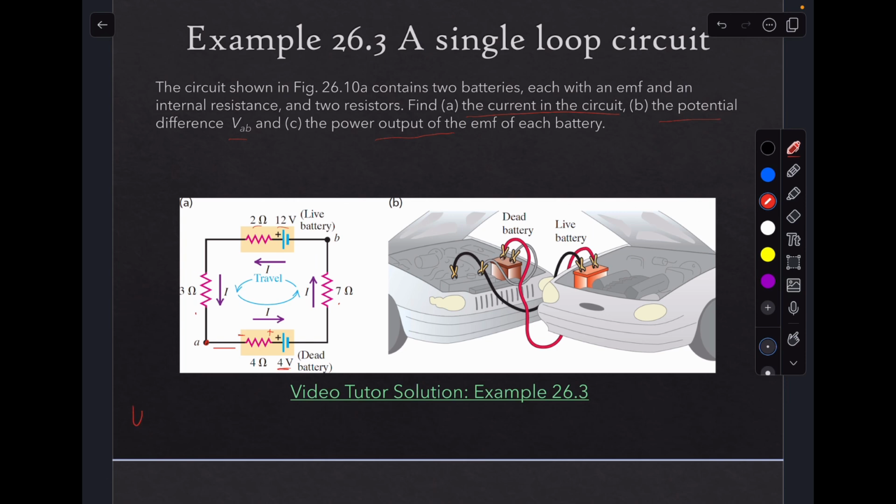So if we want to add up all the potentials in the circuit, this one is going to be V of the 4 ohm, okay, plus V of the 4 volt battery, and then we'll get V of the 7 ohm, V of the 12 volt battery, V of the 2 ohm battery or internal resistor, and then finally V of the 3 ohm, right? So now let's figure out, are these all positive or negative? All that should equal 0, right? Because we returned back to point A.